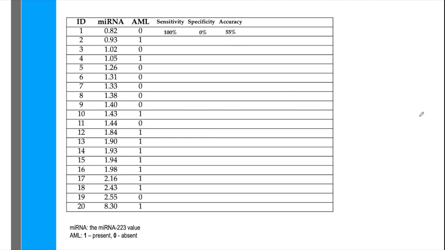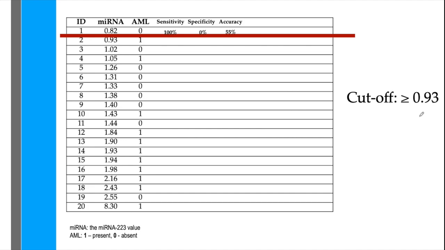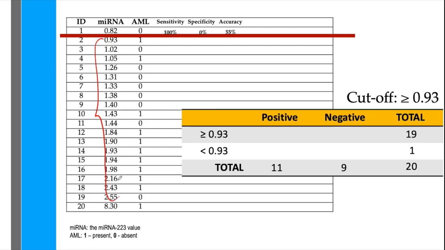Now let's have the next one. Suppose the cutoff is greater than or equal to 0.93. Now given this cutoff, there will now be 19 patients left who have microRNA of at least 0.93 and only one patient with microRNA-223 of less than 0.93. Now given these 19 patients with microRNA-223 of at least 0.93, still 11 of them have AML while 8 of them are negative of AML. And among those patients with microRNA-223 of less than 0.93, no one is positive, but there's one who is negative of AML.